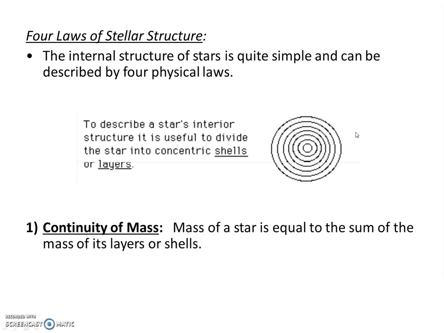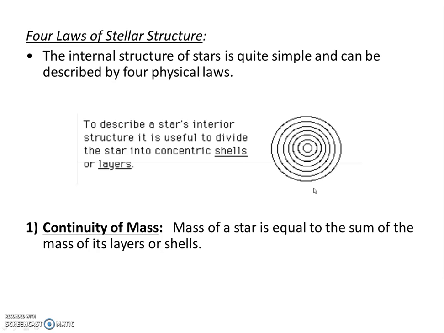It's kind of the accounting law of stellar structure. It's called continuity of mass. It says the mass of a star is equal to the sum of the mass of its layers or shells. In other words, it's almost like saying the mass of the onion is equal to the mass of this shell, and this shell, and this shell, and this shell. So if you pulled it all apart and you weighed them all, you would come out with the same weight as the mass of the onion. Again, weight and mass are not the same thing, but I'm using them interchangeably here.